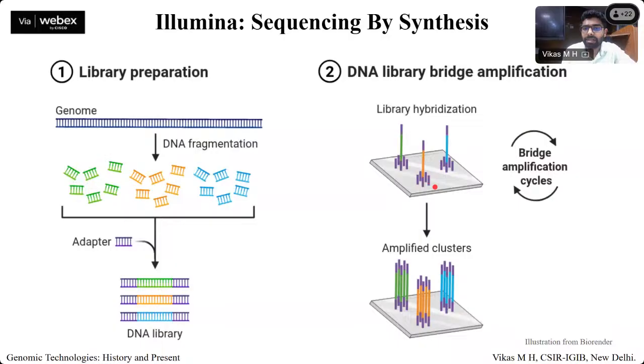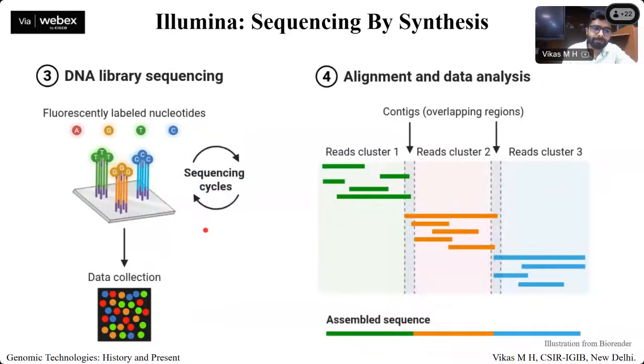Multiplying again and again generates the clusters. Once the cluster generation is done, the sequencing process begins. In simple terms, we sequence one base pair at a time. At that first base pair, say this particular cluster has G as the base pair.